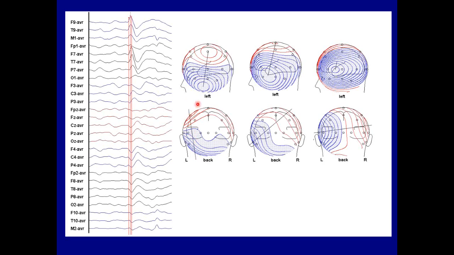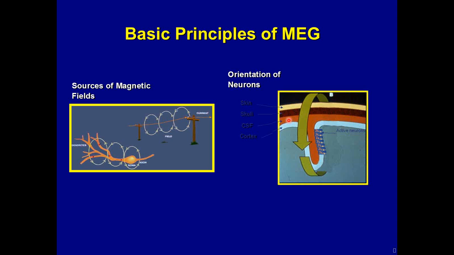Draw a line between the two maxima. We have a vertical orientation. 30 milliseconds later, an oblique. 30 milliseconds after that, a horizontal. This changing field orientation is due to propagation of the activity, and that will be important in trying to determine the origin of the spike foci.